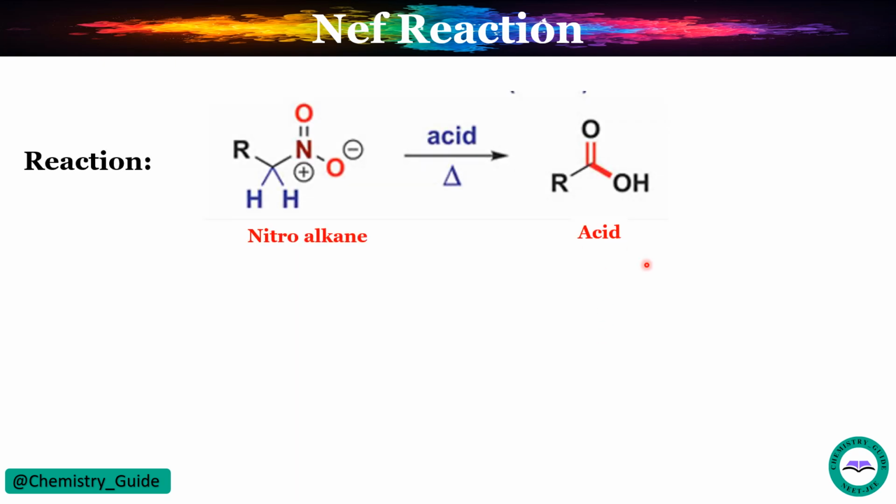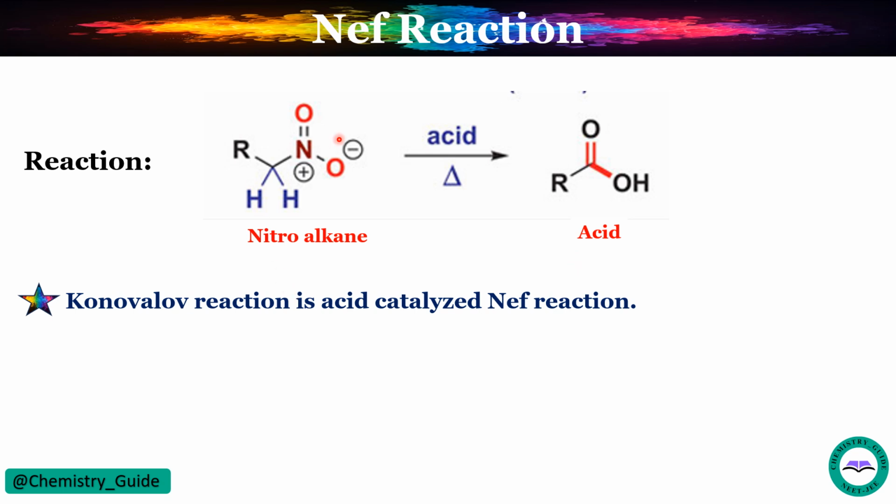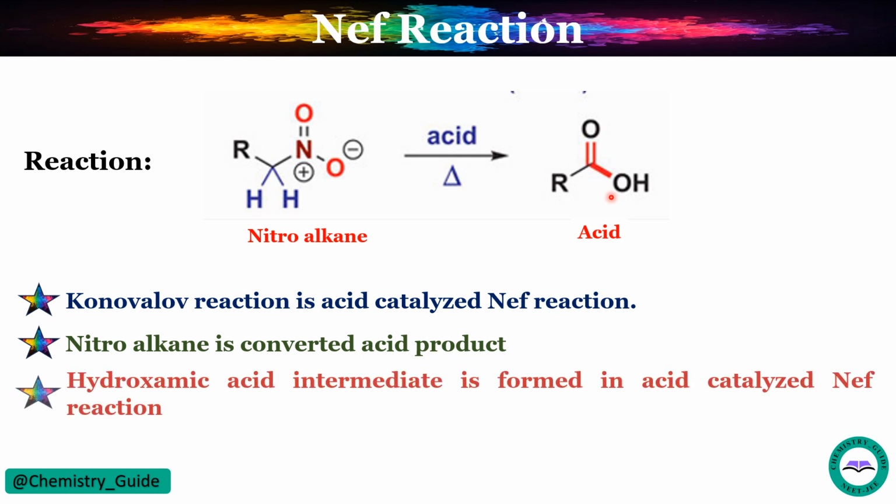Let us see the Nef reaction where we are going to use the acid as a catalyst. When we use the acid as a catalyst in Nef reaction, we get the carboxylic acid derivative. When we use the base, we will get the ketone or aldehyde, and when we use the acid, we will get the carboxylic acid. This reaction was first proposed by Konovalov, so it can also be termed the Konovalov reaction. In this reaction, the nitro functional group is converted to carboxylic acid functional group.